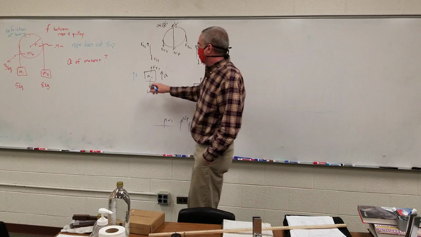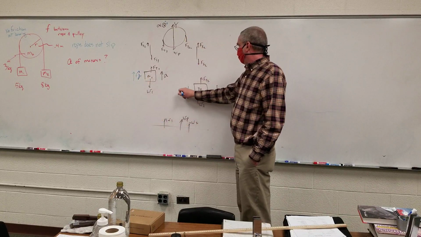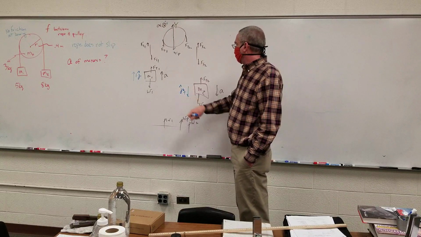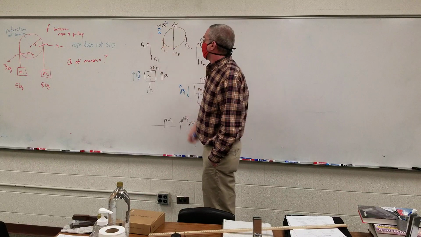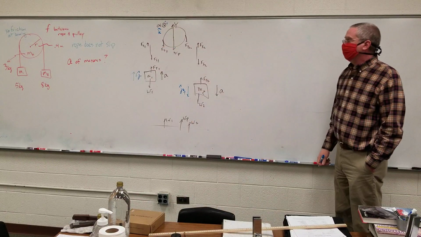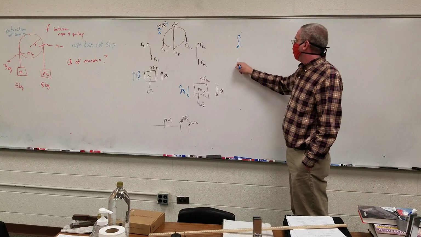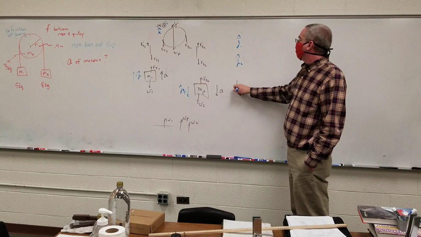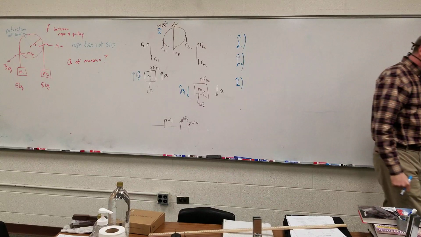But if you want, we can make that J hat 1, J hat 2, and... okay, there we go. So I have a J1 hat, a J2 hat, and a K hat. Those are my three equations of motion.